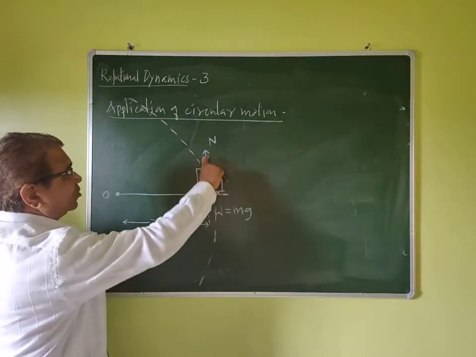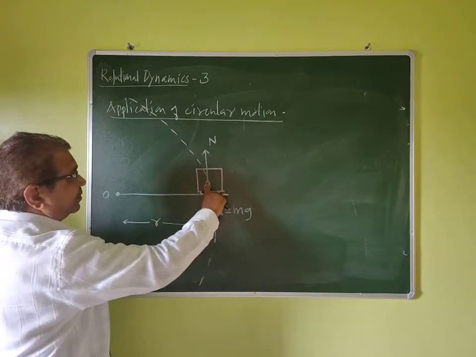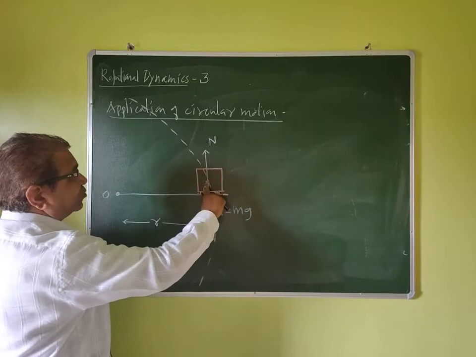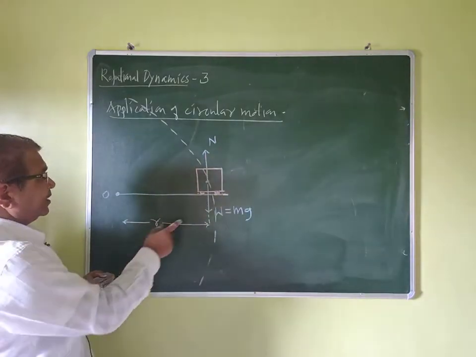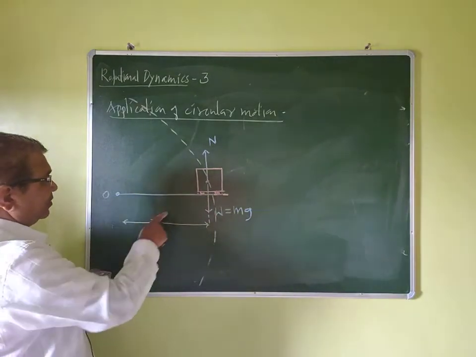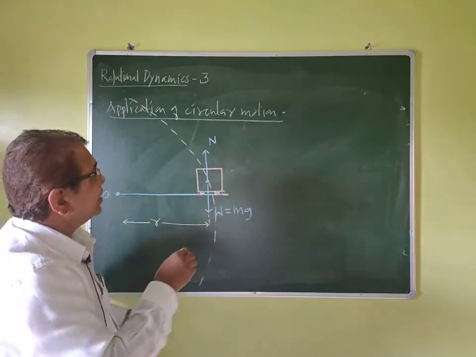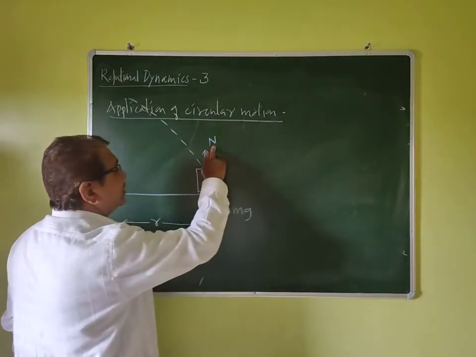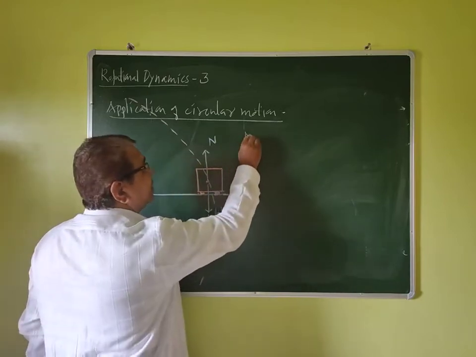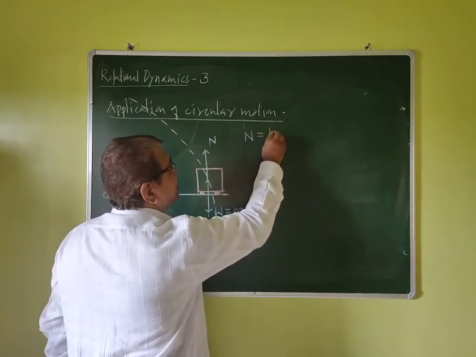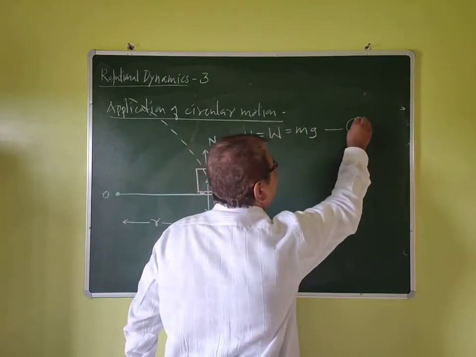The lengths of these two arrows should be equal, dear student. Mind well, remember well. This is normal reaction, this is weight of the vehicle, and radius of curvature of the circular track is r. So from the diagram we can write what? This normal reaction and weight are exactly balanced with each other. So we can write the first formula: capital N is equal to W is equal to mg. This is our first formula.